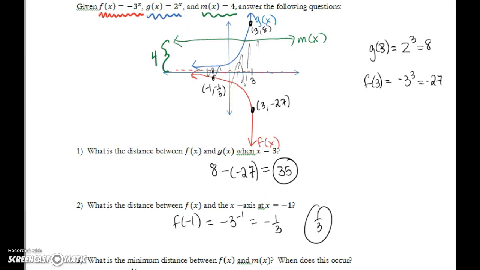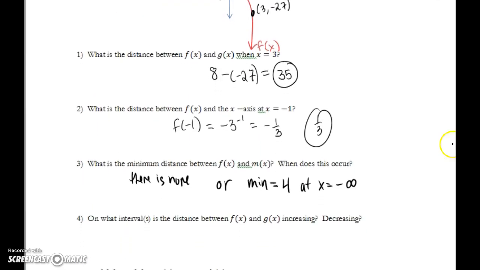Again, we're reading from left to right. So on what interval is it increasing? From negative infinity to infinity. When is the distance between them decreasing? That answer is never.